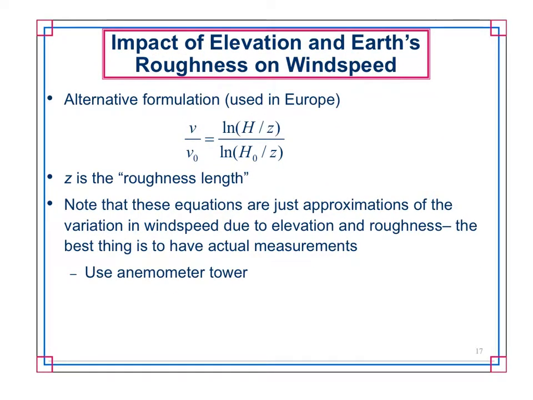In Europe, they use a slightly different formulation. They use this ln of h over z, and so z is our roughness length. They do it in terms of a length. So you get similar results, but not accurate. If you want super duper accurate, the best thing to use is what's called an anemometer tower. Anemometer is another way to say a speedometer for the wind. That's all it is. Okay?